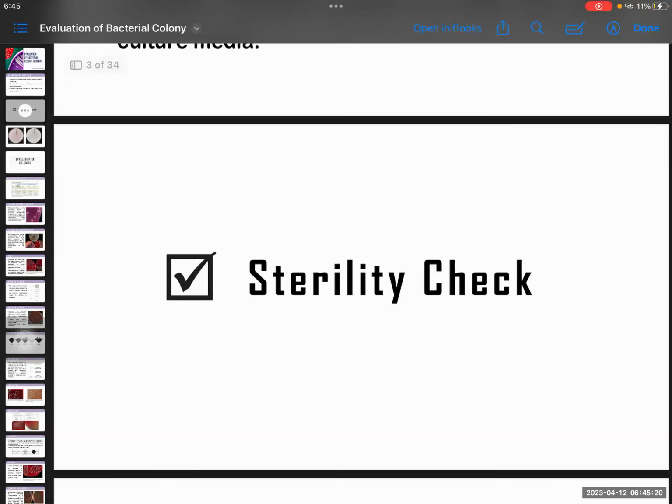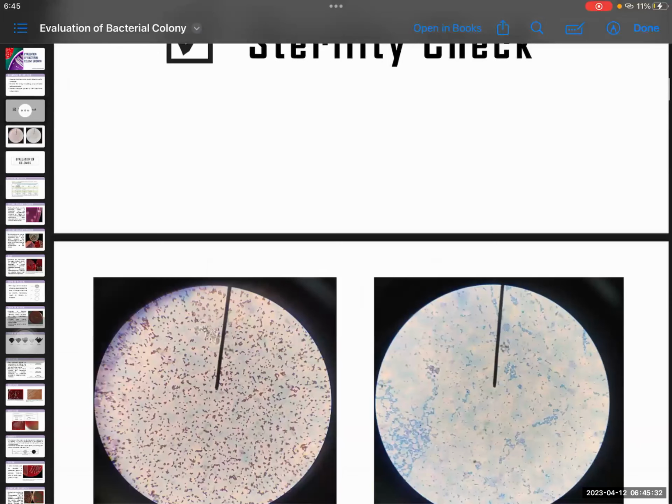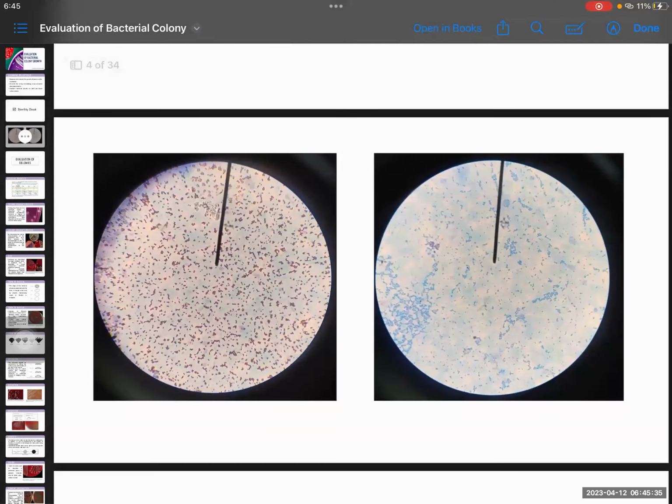Another thing: if we have a sterility checkpoint when we prepare the culture media, although it's not usually done, to be quite honest, you also have a sterility check on an inoculated, grown bacteria. So how can you check if it is contaminated or not? One thing is you can perform a gram stain and check if there are multiple colonies. As much as possible, you want to isolate pure colonies.